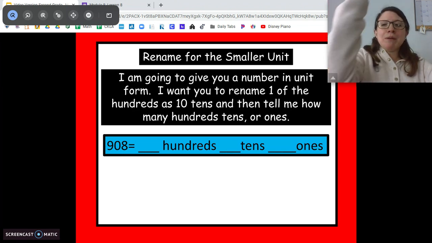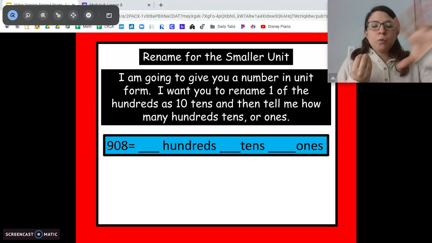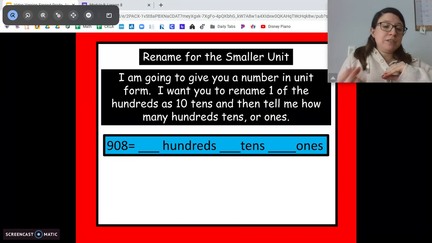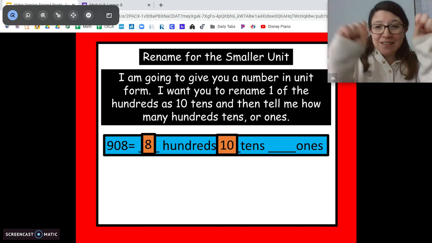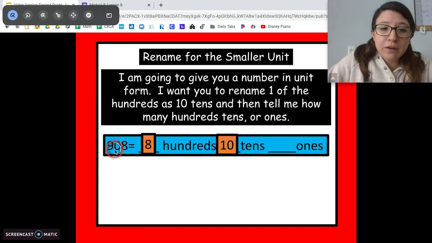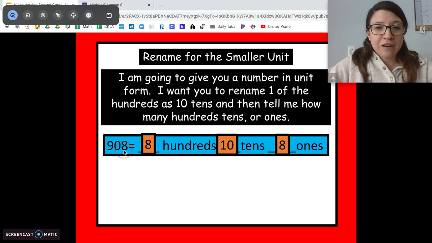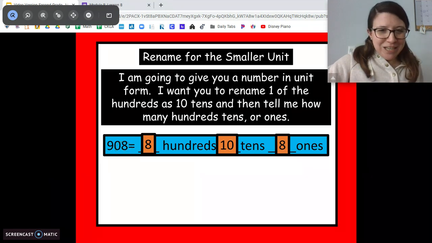Very, very good. So if we pull the 10 tens out, that's going to be 100. 900 take away 100. We're still going to need 8 more hundreds. And then we get our 10 tens, so that equals 900. We don't have any other tens. And then let's add in our 8 ones. We got it. Good job.